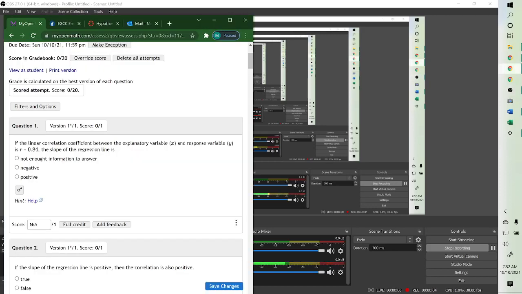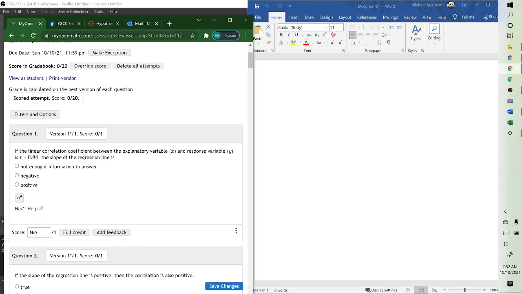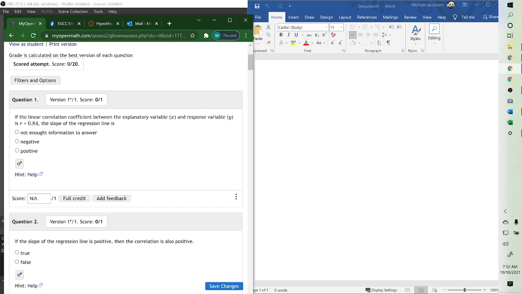Hello, for chapter 12, if a linear, or what are these called? I forget what they are. Linear regression concepts. So your concepts, the first one's R squared.